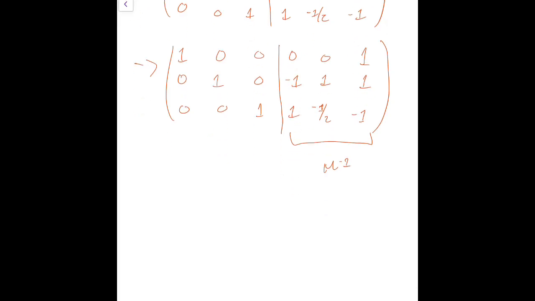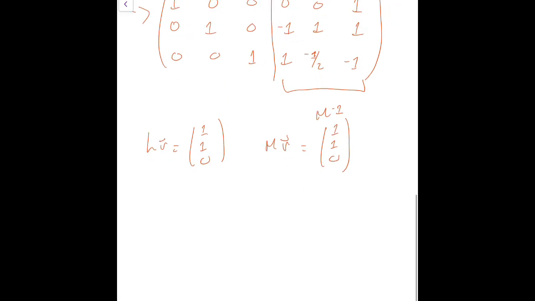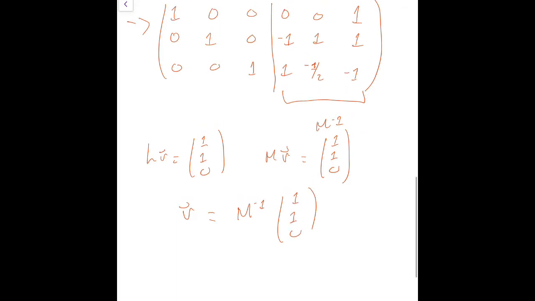So how do we use M inverse? Well, we want to solve the equation Lv equals (1, 1, 0). That's the same as the equation Mv equals (1, 1, 0). How do we solve this using the inverse? We just multiply both sides by M inverse and get that v is equal to M inverse times (1, 1, 0).